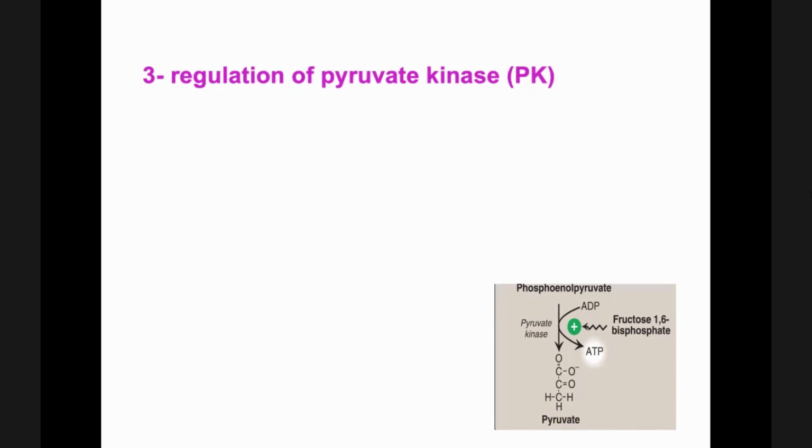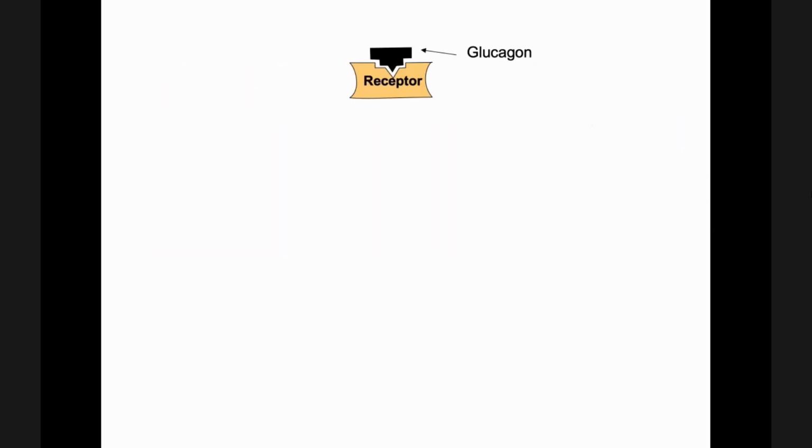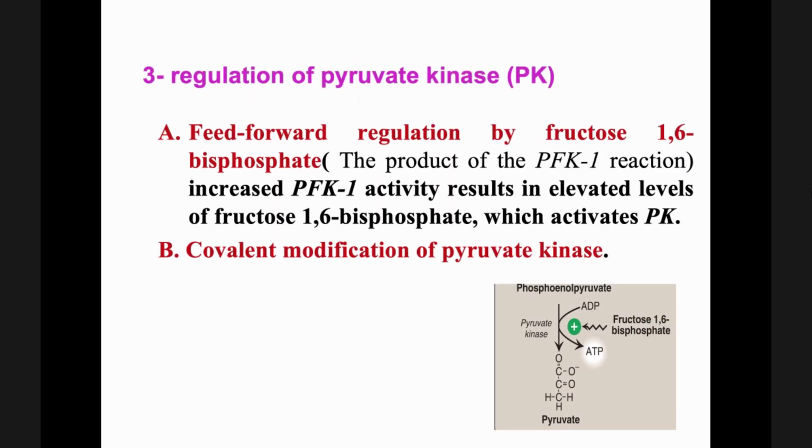الريجوليشن أوف ذا بايروفيت كاينيز. الفيد فورورد ريجوليشن باي فركتوز 1,6 بيسفوسفات. لما يصير الفركتوز 1,6 بيسفوسفات عالي، تمام، معناته راح يصير فيه activation للبايروفيت كاينيز، وهذا يعتبر من الألوستريك activation. الكوفيلنت موديفيكيشن للبايروفيت كاينيز، طبعا هنا احنا بنشوف برضه حالتين، لما يكون فيه الجلوكاجون ولما يكون فيه الإنسولين.